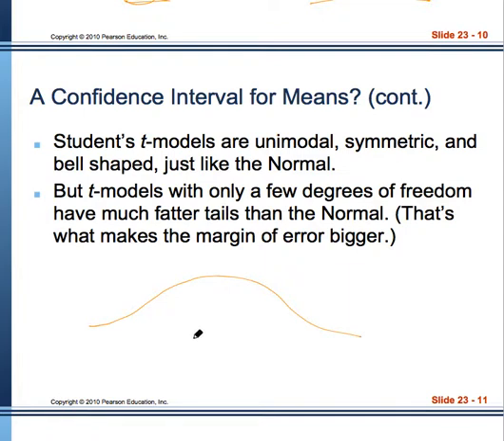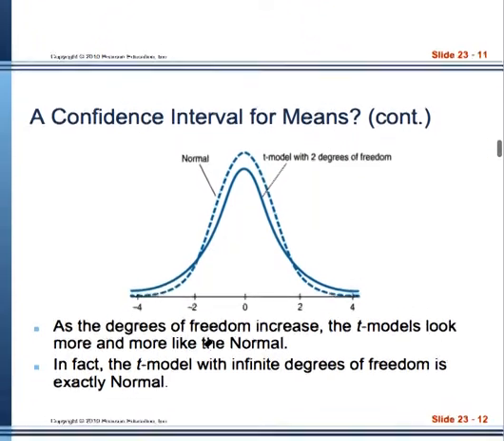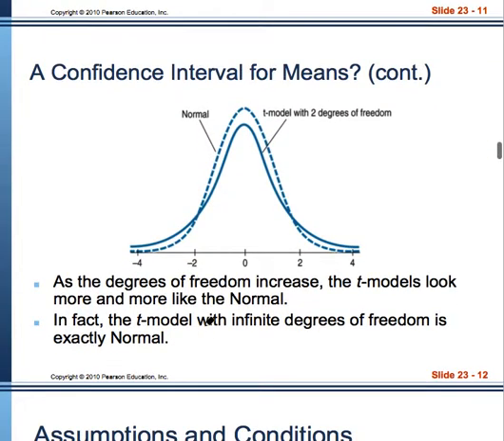And you'll see when we look at the chart that has all the t values on it, that depending on the degrees of freedom, you have a larger margin of error. So you'll see that when you look at the table. Okay, so here's a good example as well that shows you the difference.